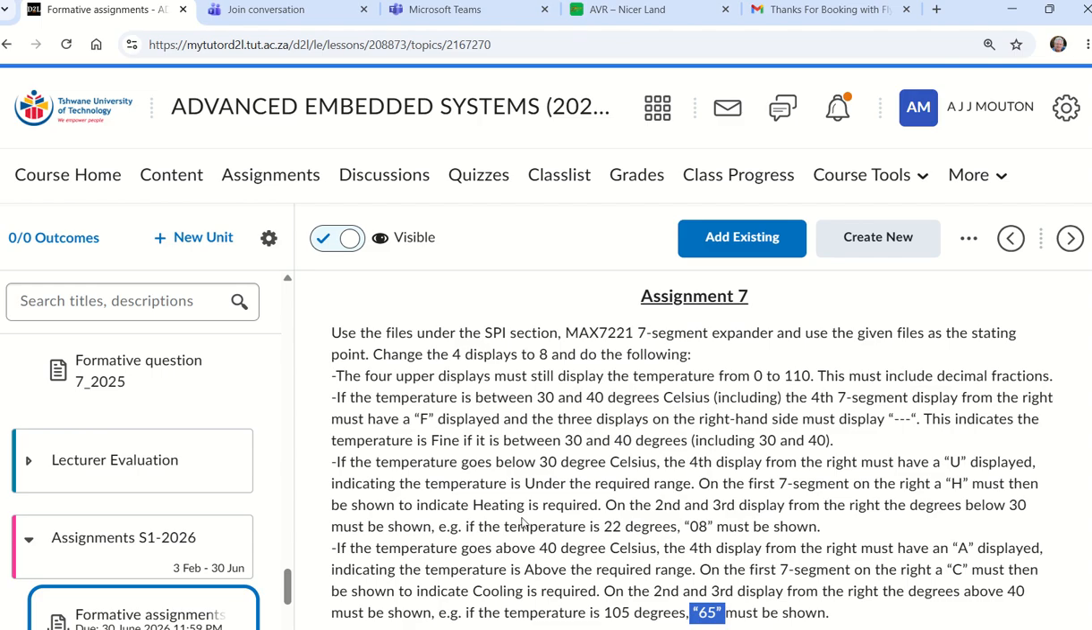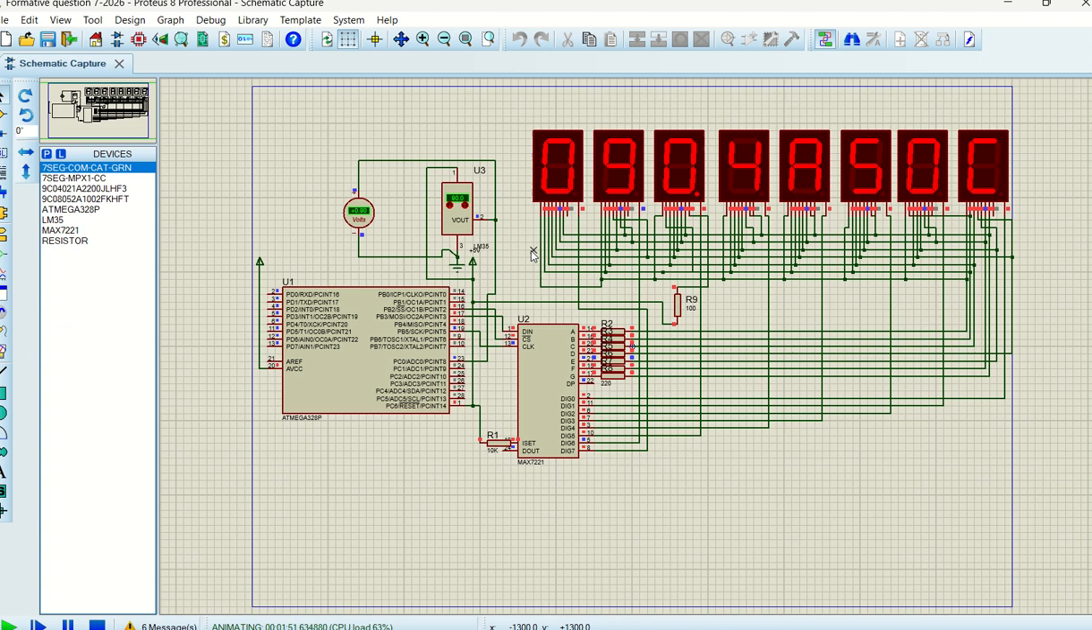So I'm going to go directly to my Proteus design and show you. For instance, here I see it. Although it shows 90 degrees Celsius on the LM35, it is more accurate to say it's 90.4. That is the real temperature. And I'm saying here with the A, it is above 40. And how much? Well, I'm not going to do fractions here, so roughly 90 minus 40, that's why I'm saying it's 50 degrees above, and it needs some cooling.